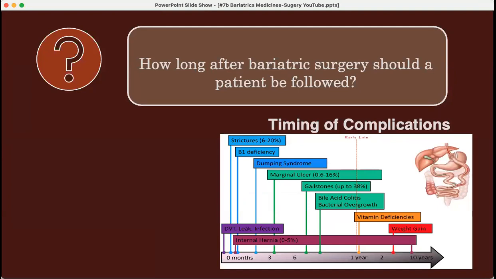Let's get into complications now. After bariatric surgery, how long should a patient be followed? And this is shown an image of how they can develop strictures, vitamin deficiencies, the dumping syndrome that we'll get into, gallstones, and of course, regain of weight. And the answer is, this is a medical condition that has to be addressed for life.